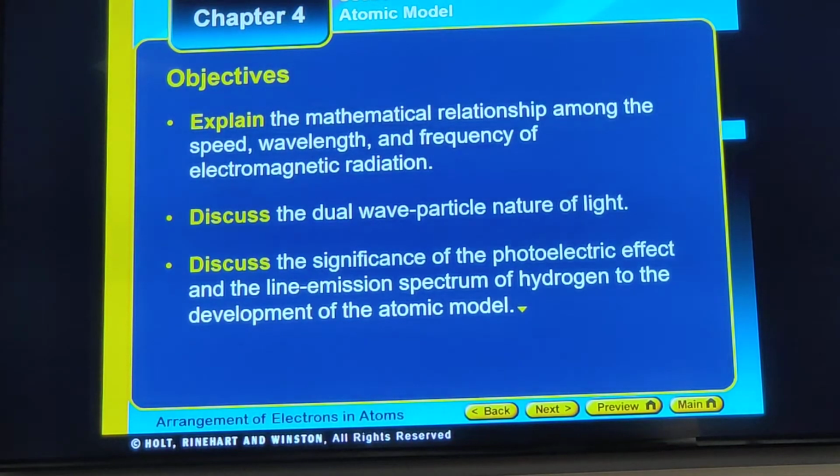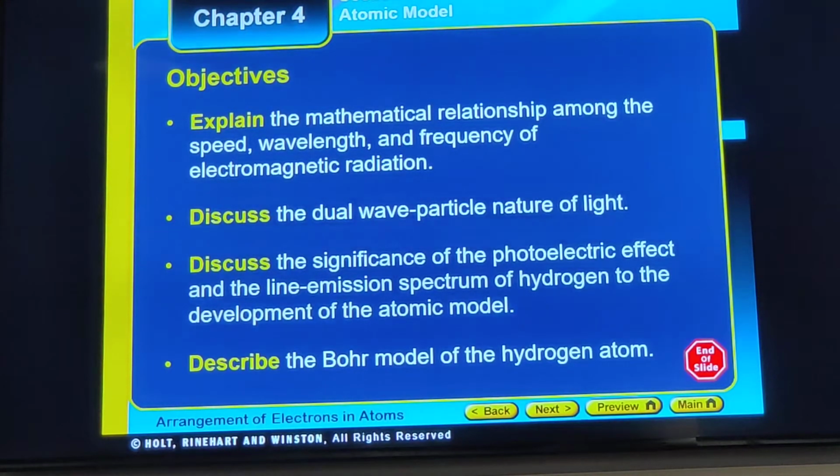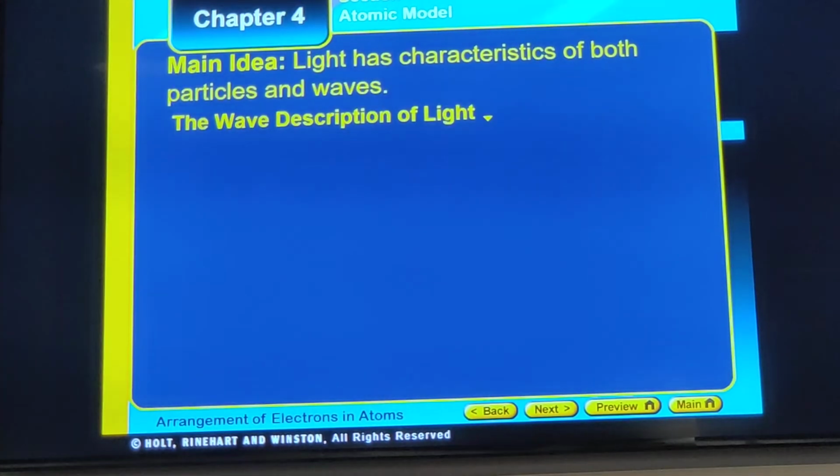That helps us to understand a little bit more about the atom, and especially the electrons. And then we're going to talk about our first model of the atom that gives us more detail, not only about the nucleus, but we now have detail about the electrons that are orbiting the nucleus.